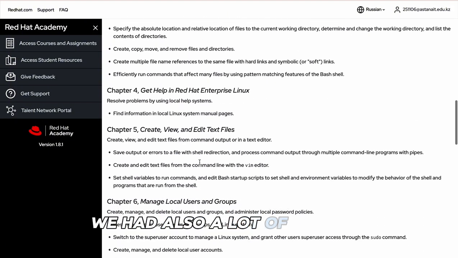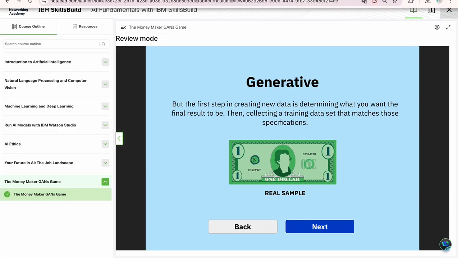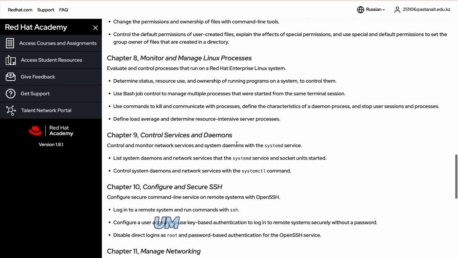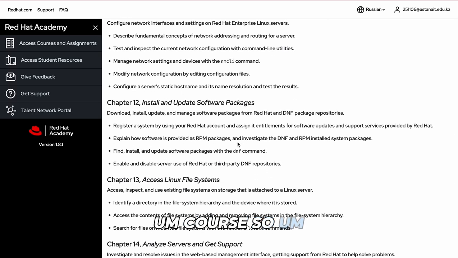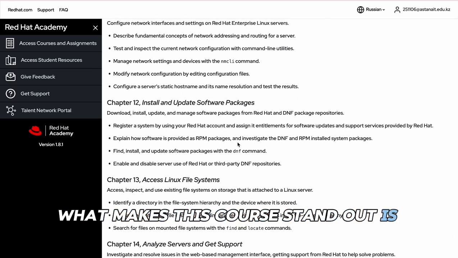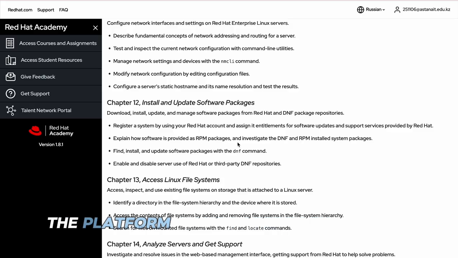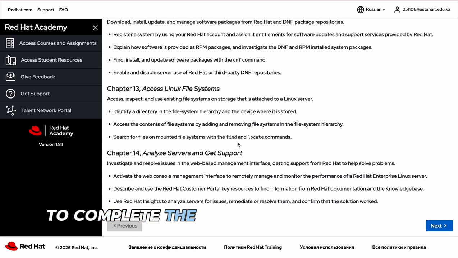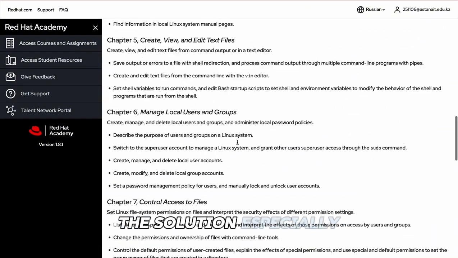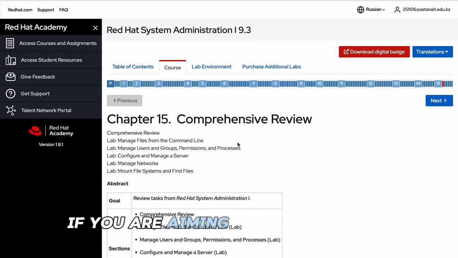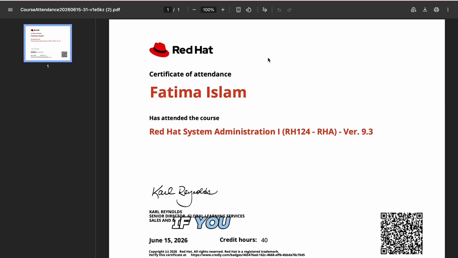The goal is to review tasks from Red Hat System Administration, sections and lab. We had also a lot of chapters, as in our previous course. What makes this course stand out is its hands-on approach. The platform actually challenged you to complete the labs without looking at the solution, especially if you are aiming for the official RHCSA certification exam. If you want to seriously level up your Linux skills, this is the way to do it.